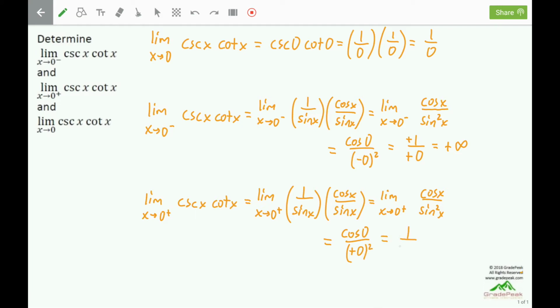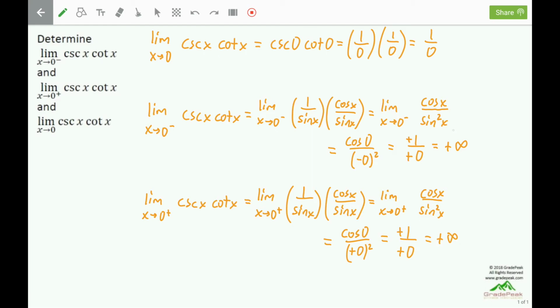Cosine of 0 is a 1. Positive squared is positive. 0 squared is 0. The 1 in the numerator is a positive 1. Positive over positive is positive. Non-zero over 0 is an infinity. And there's the result of the right-sided limit.